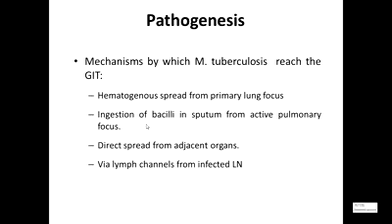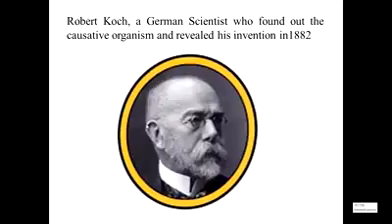Pathogenesis: the mechanisms by which Mycobacterium tuberculosis reaches the alimentary tract and abdomen are hematogenous spread, ingestion of the bacilli in the sputum from active pulmonary tuberculosis, direct spread from the adjacent organs, and spread via the lymph channels from the infected mesenteric lymph nodes.